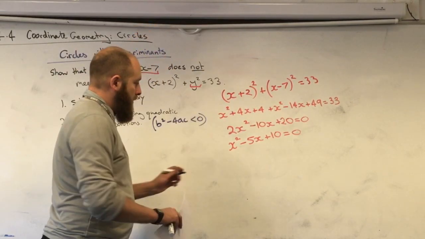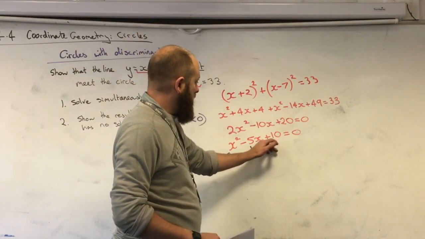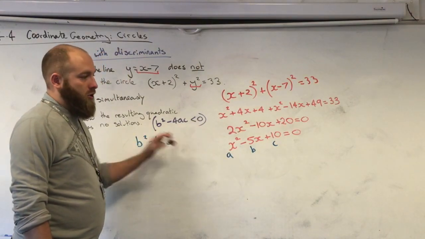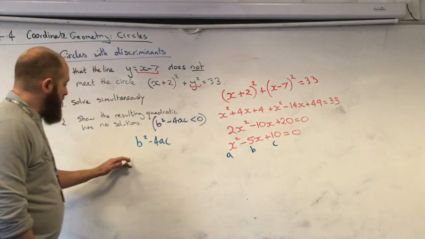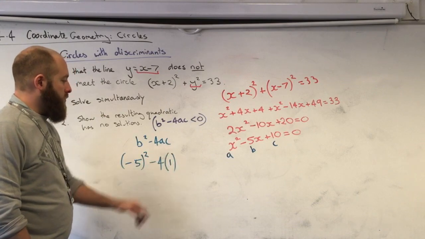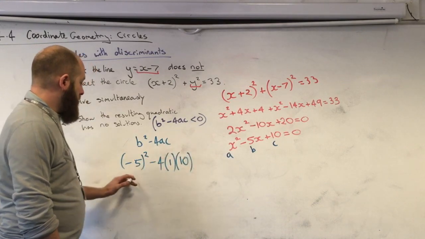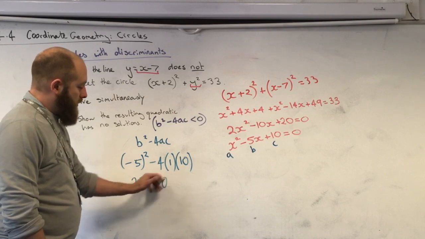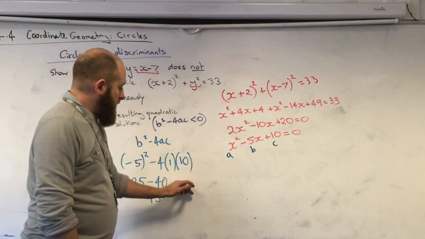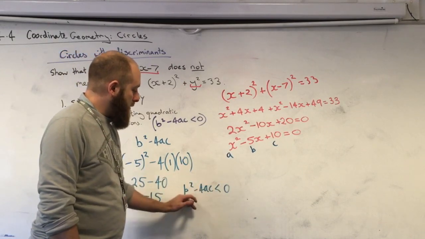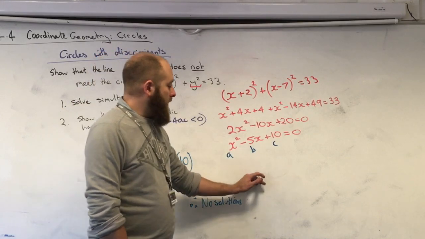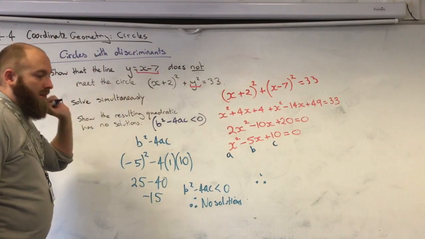So we're going to use the discriminant. Remember we've got a, b, c, so b squared minus 4ac. And if it has no solutions, this should be less than 0. So b squared is minus 5 squared, minus 4 lots of a, which is 1, times c, which is 10. So we get 25 minus 40, which is going to be negative. 25 minus 40 is minus 15. So b squared minus 4ac is less than 0, therefore no solutions. Therefore, the line does not meet the circle.